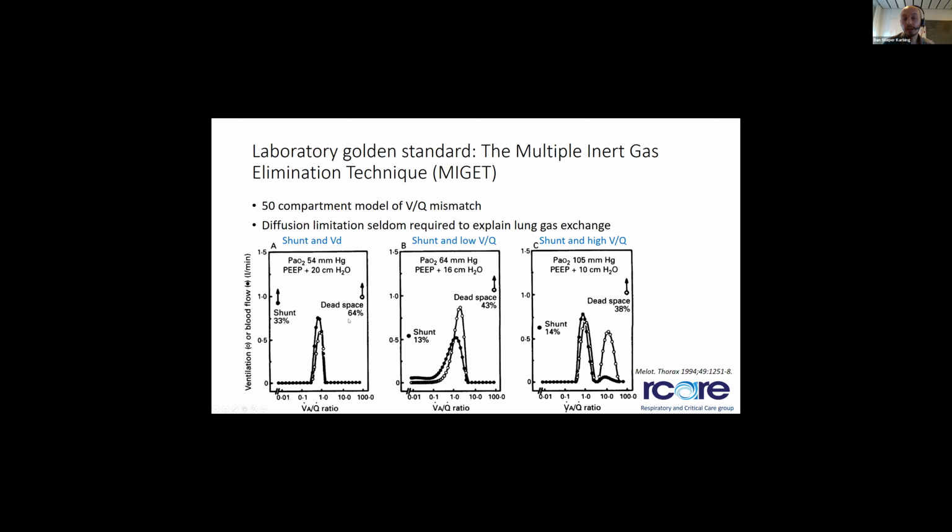They are rather detailed descriptions of the patients. They've shown us that we can see different patterns in patients. Patients may present with a shunt and dead space problem in particular. Patients may have low VQ mismatch, patients may have high VQ mismatch, or a combination of them all. What the multiple inert gas elimination technique also has shown us is that diffusion limitation is seldom required to understand lung gas exchange problems, except in cases of pulmonary fibrosis during exercise, or exercise during hypoxia.